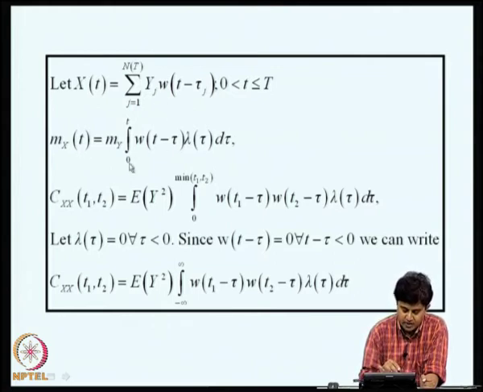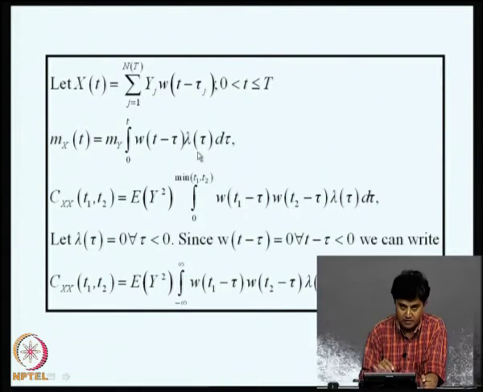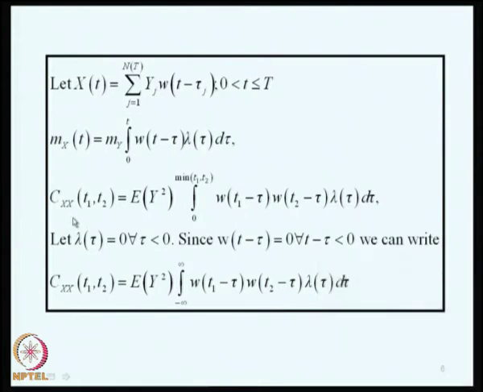So, the mean is given by integral 0 to t w of t minus tau lambda of tau d tau. That means the mean m x of t is given by the convolution of this pulse w and the arrival rate lambda of tau. The covariance is given by integral 0 to minimum of t1 comma t2 w of t1 minus tau, w of t2 minus tau, lambda of tau d tau. Now, if we set lambda of tau to be 0 for tau less than 0, and this pulse we have already taken to be 0 for t minus tau less than 0, we can replace these limits from 0 to minimum of t1 comma t2 by minus infinity to plus infinity.